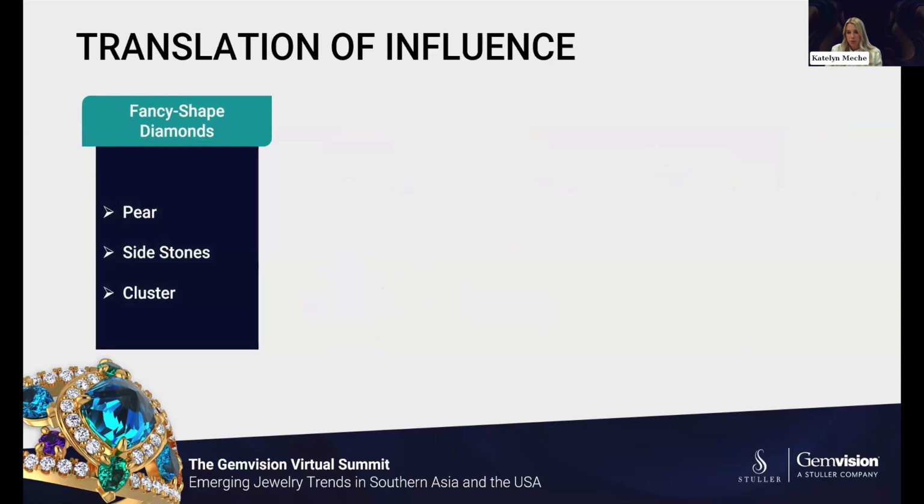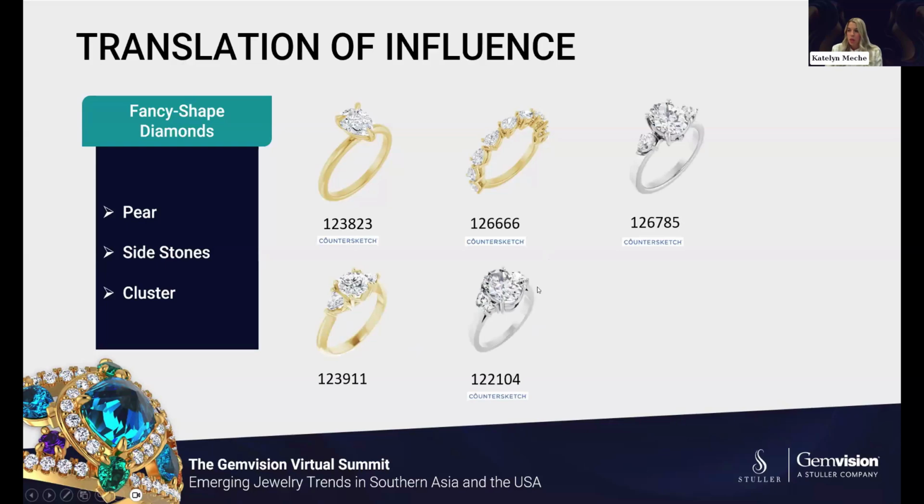And then we'll get into fancy shape diamonds. So we've been seeing a ton of this on the red carpet. We saw, in the pictures I showed, a ton of pears on the red carpet. So we've definitely seen pear trending as a center stone shape, as well as really great for bands. We've been seeing this in east to west styles as well as traditional orientations.